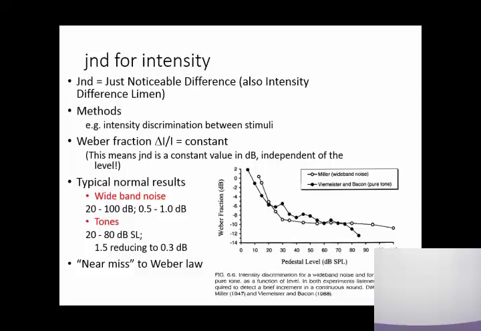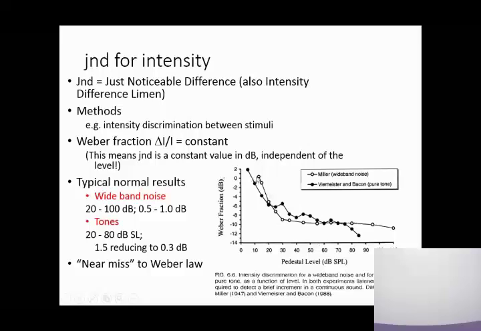This is something that unifies all sensory systems, and we would expect that to be true in the auditory system as well. That means that the JND is a constant value in decibel, because decibel is a dividing measure, independent of level. But the auditory system is tricking us, because it's not quite true. What we get is what's called the near miss to the Weber law, perceptually.